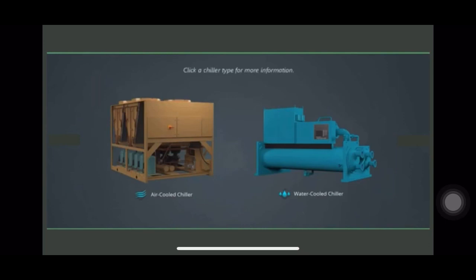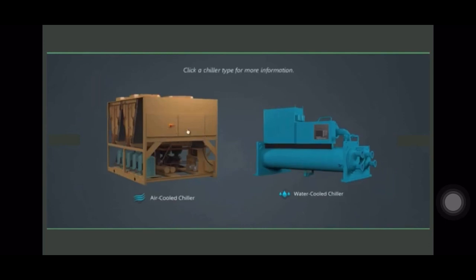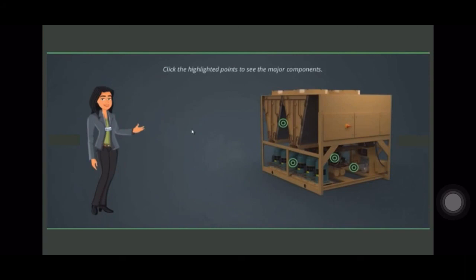Click a chiller type for more information. Click the highlighted points to see the major components, an exploded view of it if applicable, and a list of parts that are most often needing replacement.